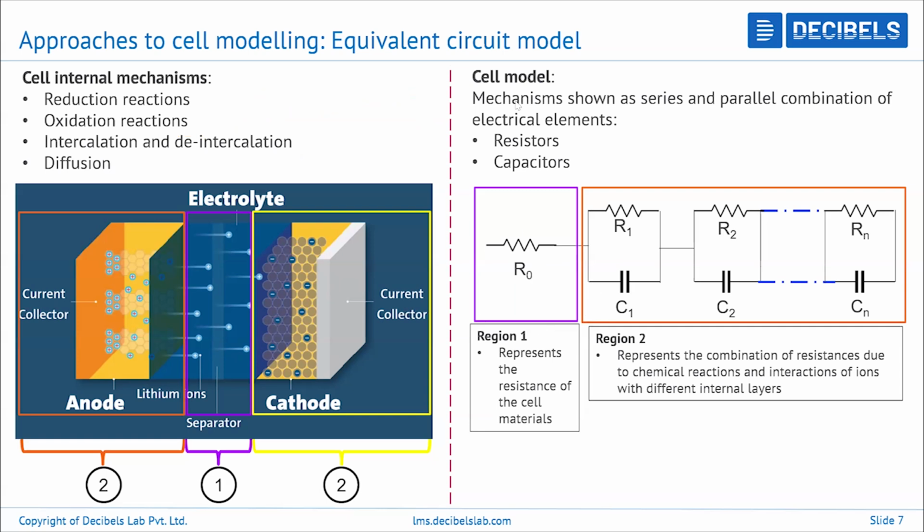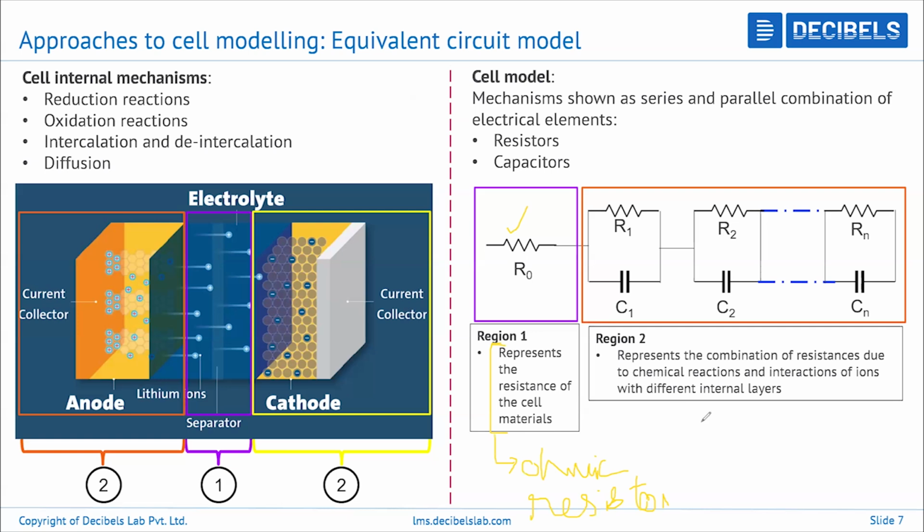right? So you can see there are different regions. So there is region 1, which corresponds to what is called as the cell material that contributes to what is called as ohmic resistance. So this was discussed earlier on in the session. So now we see ohmic resistance, right? And in an electrical element, you can just directly use a series resistance like this.